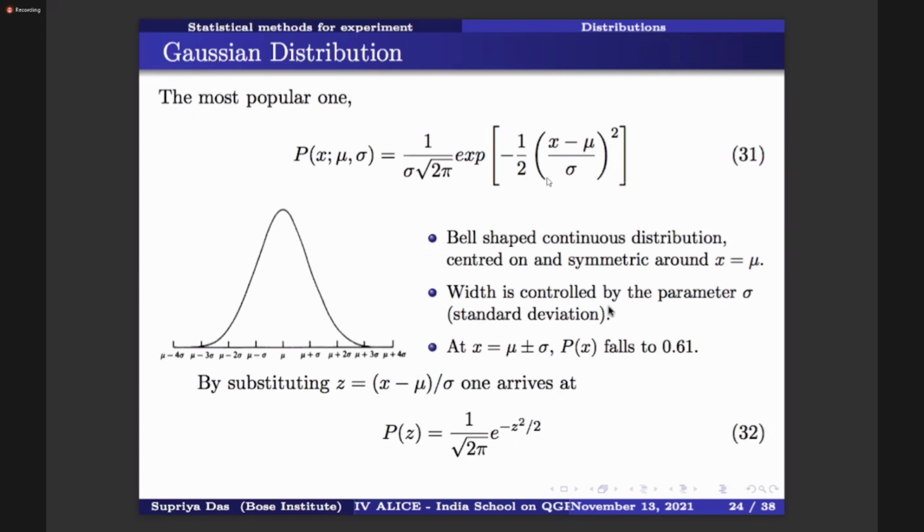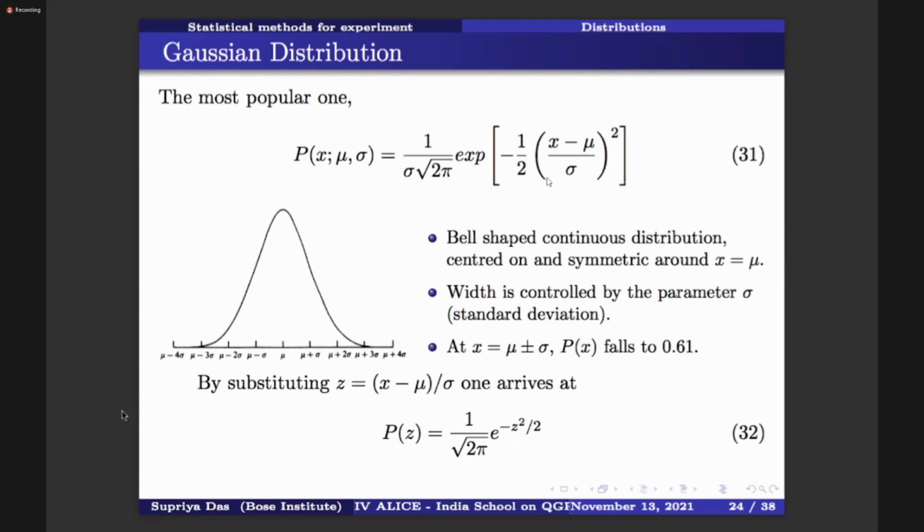The width of this distribution is controlled only by the parameter sigma, which is the standard deviation, and at x equal to plus and minus sigma, your p(x), which is the height of this, falls to 0.61, okay, not 0.5. You remember that the FWHM, which is right at the middle, was 2.35 times sigma, and that is why at sigma it falls to 0.6, not 0.5, okay.